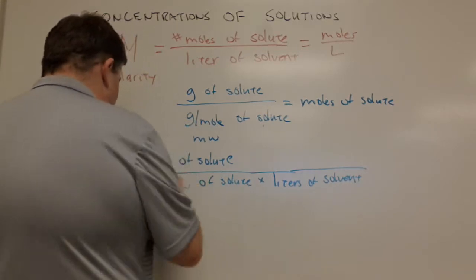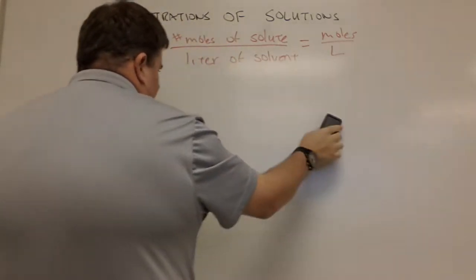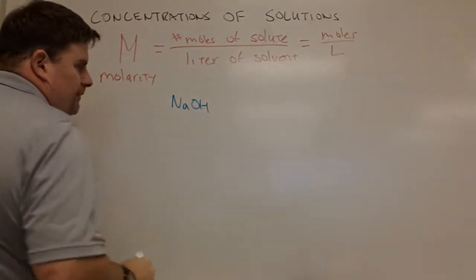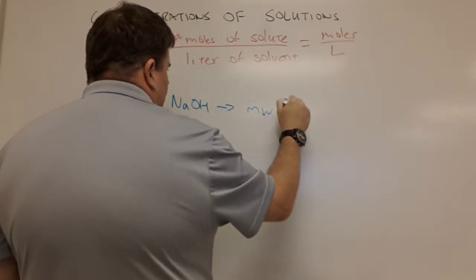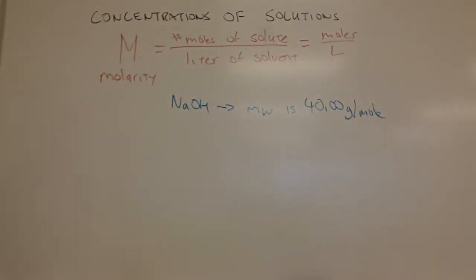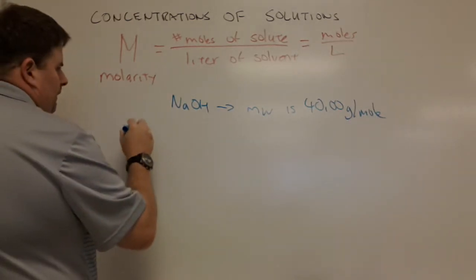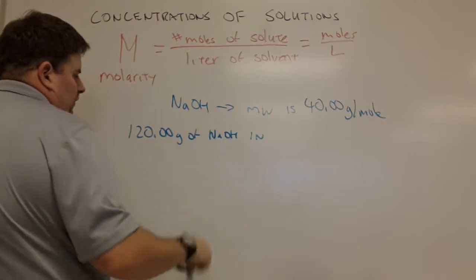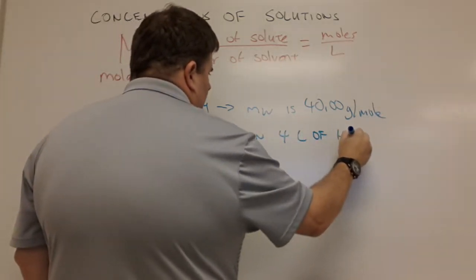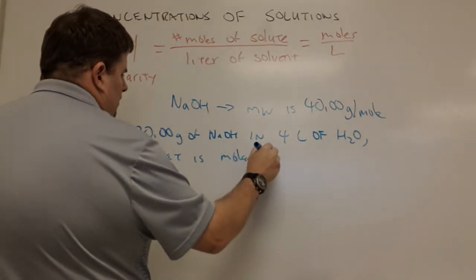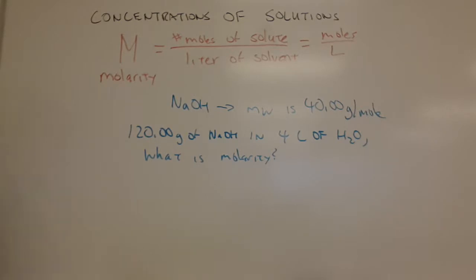So let's do an example. Suppose I have sodium hydroxide, NaOH, and the molecular weight of this thing is 40. Okay, I did the calculation for you in my head. So if I have 120 grams of NaOH and 4 liters of water, what is my molarity? Okay, now go ahead and pause. Try to solve this problem first on your own, use the information that you've got, and then hit unpause and watch how we solve this. All right?